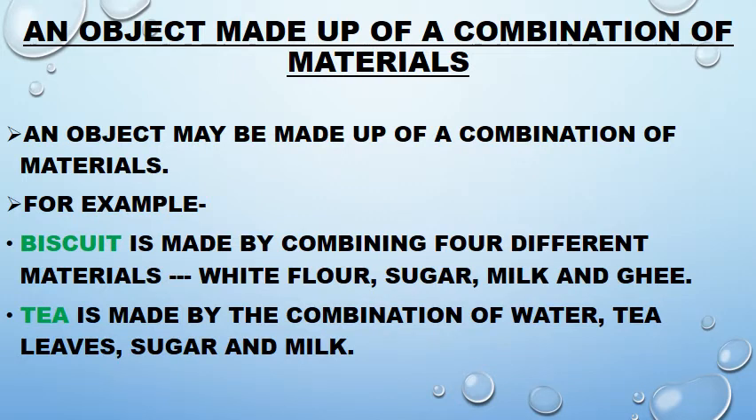Now you know objects can be made up of a combination of materials. You can take the example of biscuit. In this we use flour, sugar, milk and ghee. So biscuit is made up of a combination of all these materials. Same way you can take the example of tea. Tea is made by the combination of water, tea leaves, sugar and milk. So an object may be made up of a combination of materials.